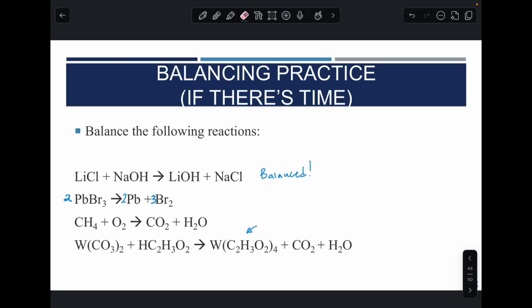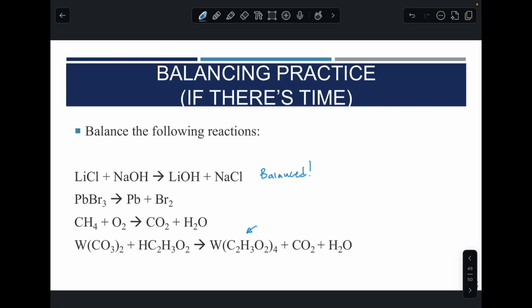So we have 2 leads, 6 bromines. 3 times 2 is 6. And we have 6 bromines on the other side. Everything is balanced. So that's one way to do it. The other way to do it is a little bit more complicated, but if your brain works like mine, then it might work better for you. So let's explore it.